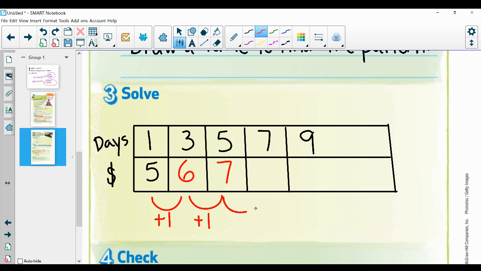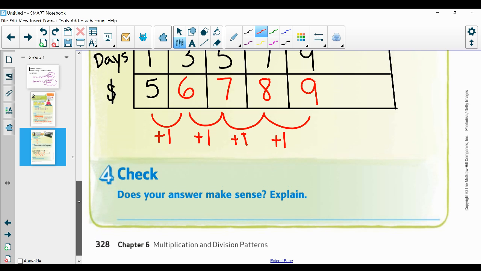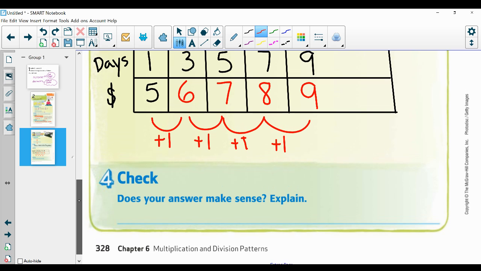He gets $1 more on day 7. Oops, almost wrote a 7. And so 7 plus 1 is 8. And then he gets $1 more. So 8 plus 1 is 9. So the answer is that he gets $9 on day 9.